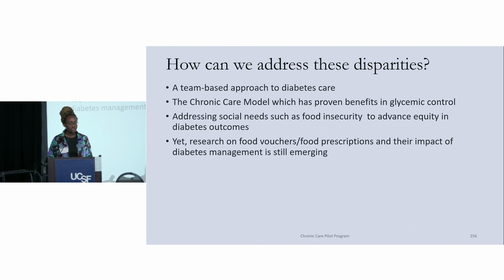So how can we address these disparities? So for one, a team-based approach to diabetes care has been shown to be rather effective. For example, the chronic care model has shown proven benefits in glycemic control, and it's also important to address social needs such as food insecurity to advance equity in diabetes outcomes. Yet research on food vouchers and food prescriptions and their impact on diabetes management is still emerging.